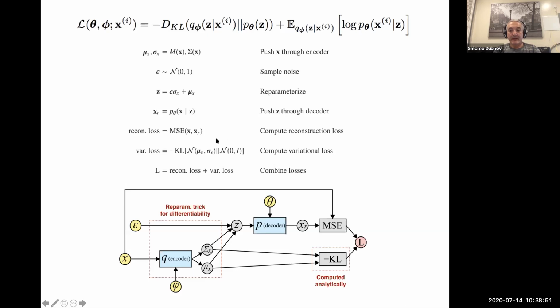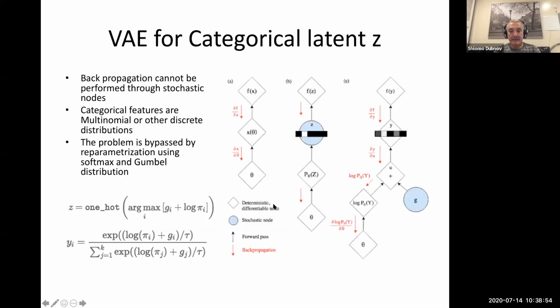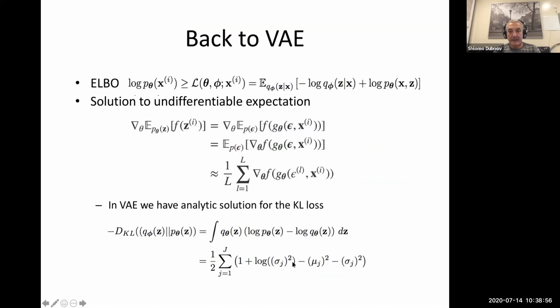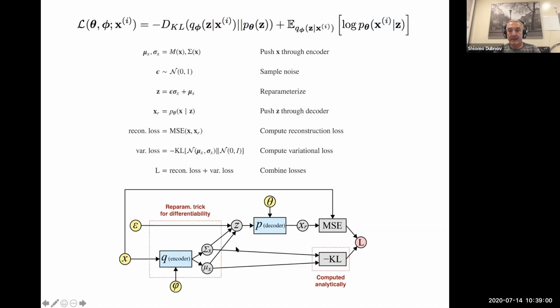So again, in the previous slide, this was written explicitly through the reparameterization trick. So this is computed analytically. So basically we can now backpropagate everything and run these iterations using TensorFlow and/or Keras, using one of the optimization frameworks.